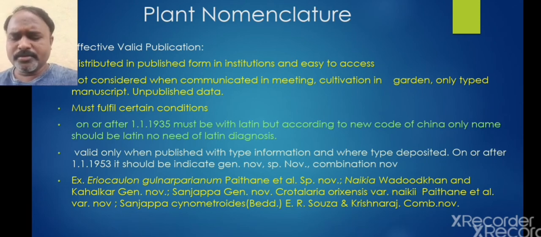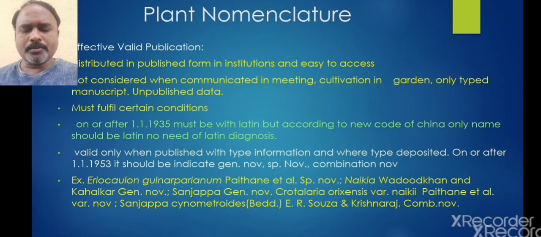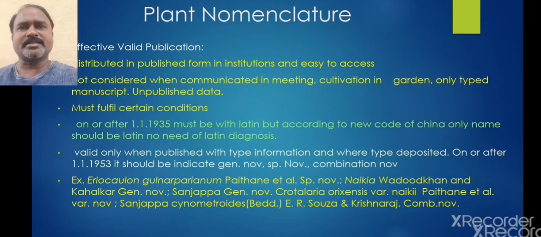Then those plant names which are published on or before 1 January 1935 must be accompanied with Latin descriptions. 1935 किंवा 1935 नंतर जेव्हाही नवीन स्पेशीज डिस्क्राईब केल्या जातील तेव्हा त्याच्यासोबत लॅटिन डायग्नोसिस हा असला पाहिजे. What is meant by Latin diagnosis? Those characters which differ from allied species, written in Latin language, must be used in a publication. So that is nothing but a diagnosis.